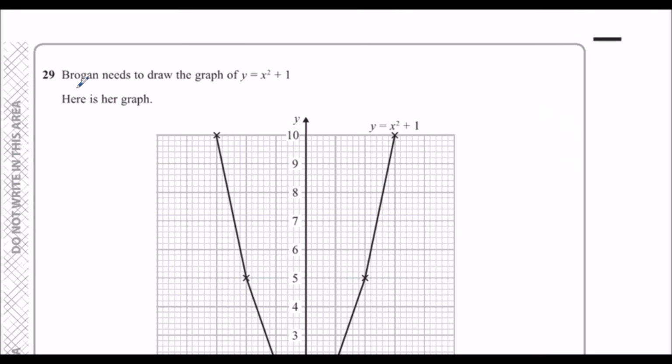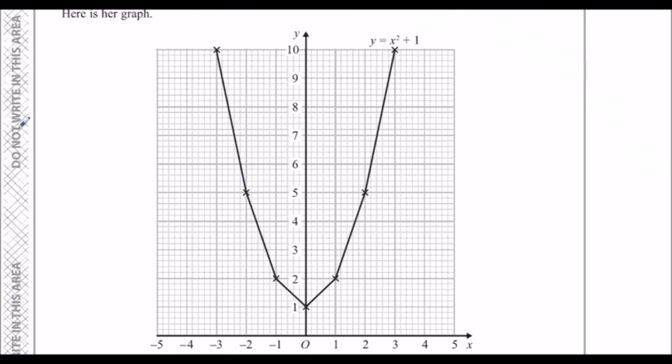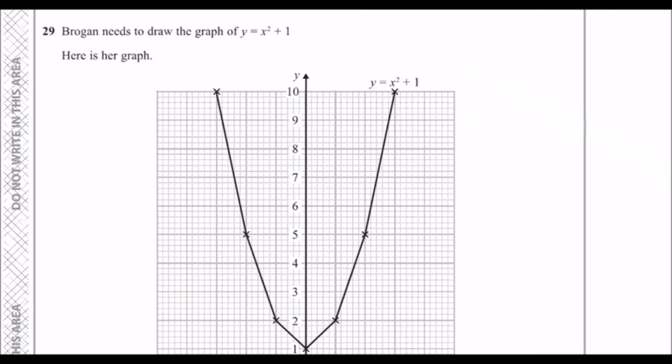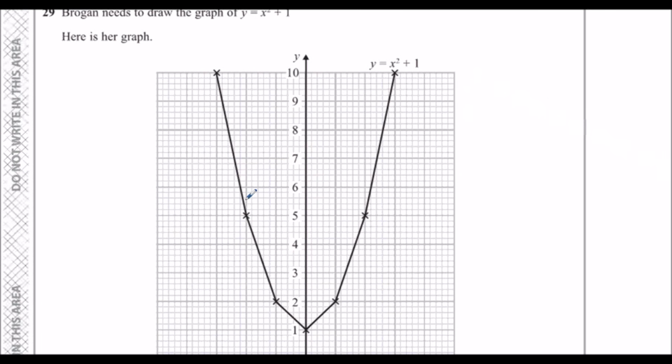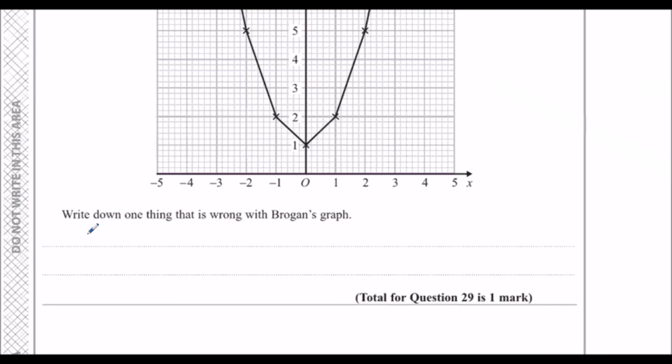Question 29. Brogan needs to draw the graph of y equals x squared plus 1. Here is our graph. Write down one thing wrong with the graph. What's she done wrong? Well, she's connected it with straight lines. She shouldn't have connected it with straight lines because it's a curved graph. So she has used straight lines and it should be a curve.